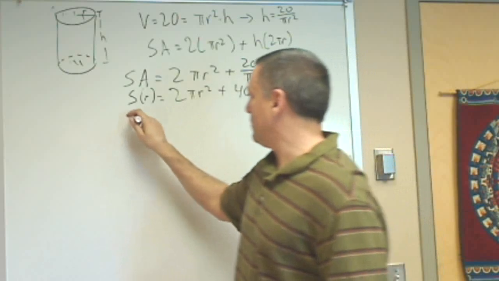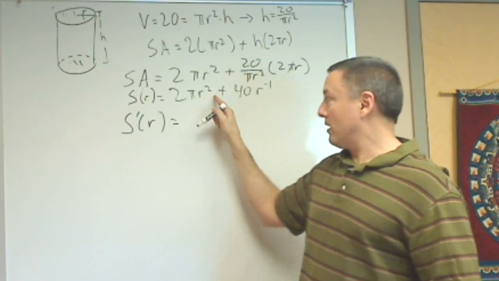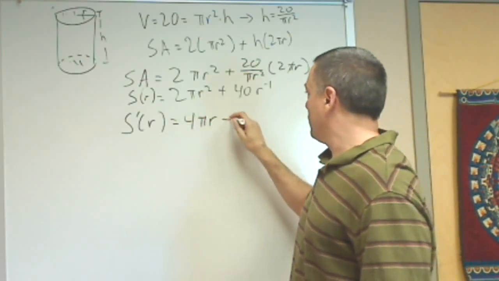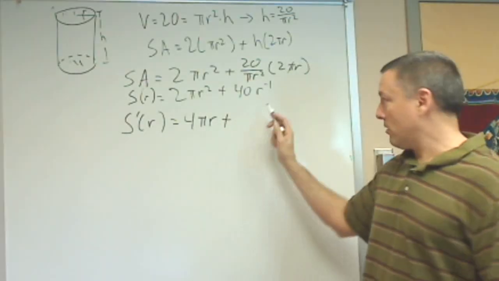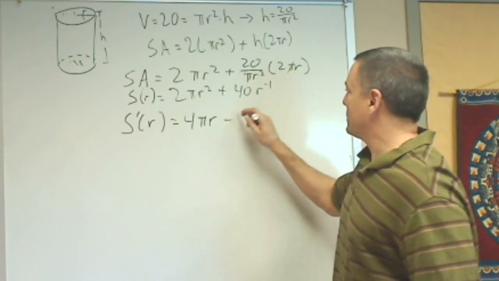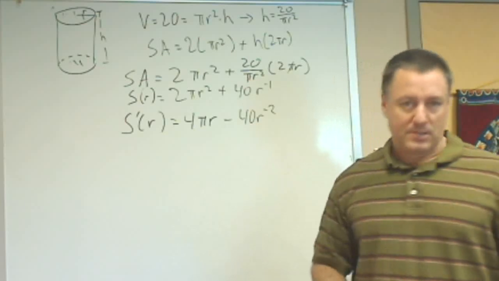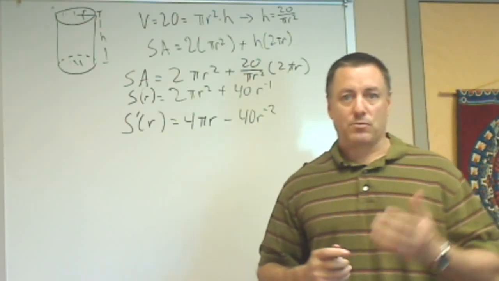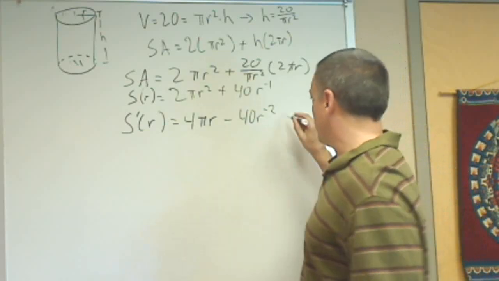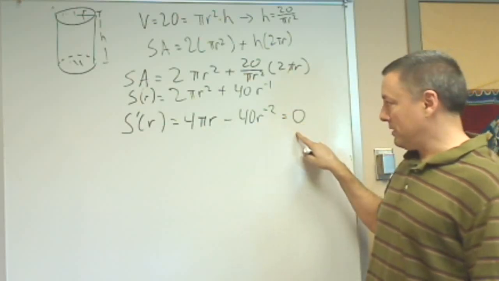Let's see what happens when we take the derivative. So s prime of r squared, r is our variable, so this is the power rule. 2 comes out in front, and we get 4 pi r plus, and over here I have another power, r to the negative 1, so not plus, but rather minus 40 r to the negative 2. Okay, so there's our derivative. Now we take the derivative because one of our three sets of critical points is derivative equals 0. So I'm going to set this equal to 0. 4 pi r minus 40 r to the negative 2 equals 0.